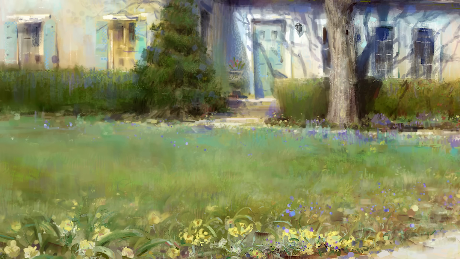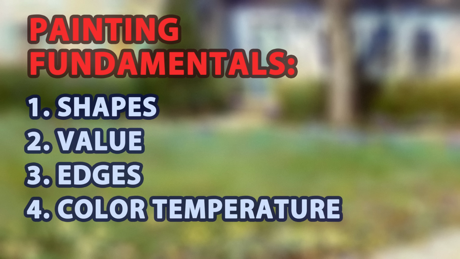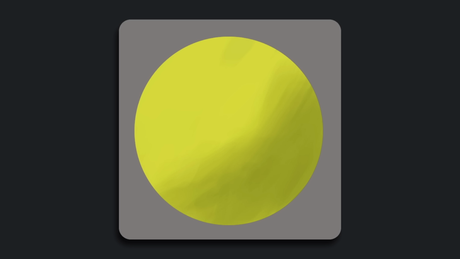How do we control something as chaotic as grass? Well, you know I love the fundamentals, and grass is all about controlling edges. I'll do a little example here. I'm just painting a green ball right now. As you can see, it's a pretty solid ball. Okay, now I want to make that ball feel fuzzy, like a tennis ball or something.